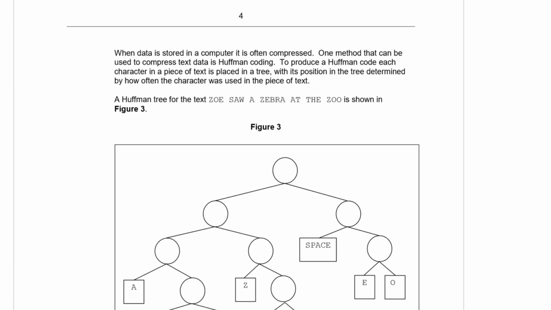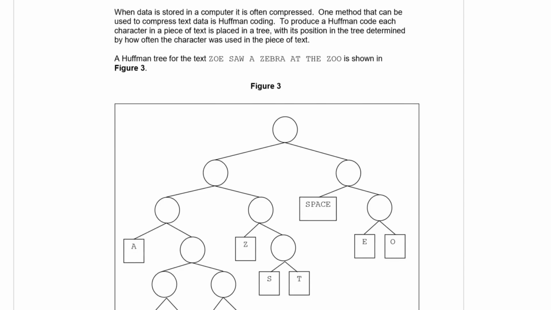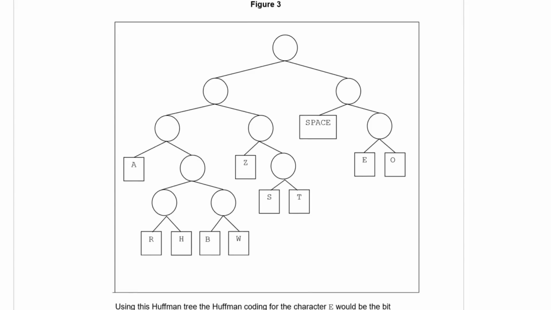The next question is about compression. Data is often compressed. One method that can be used to compress text data is Huffman Coding. To produce a Huffman code, each character in a piece of text is placed in a tree, with its position in the tree determined by how often the character was used in the piece of text. And the tree for "Zoe saw a zebra at the zoo" is shown here.